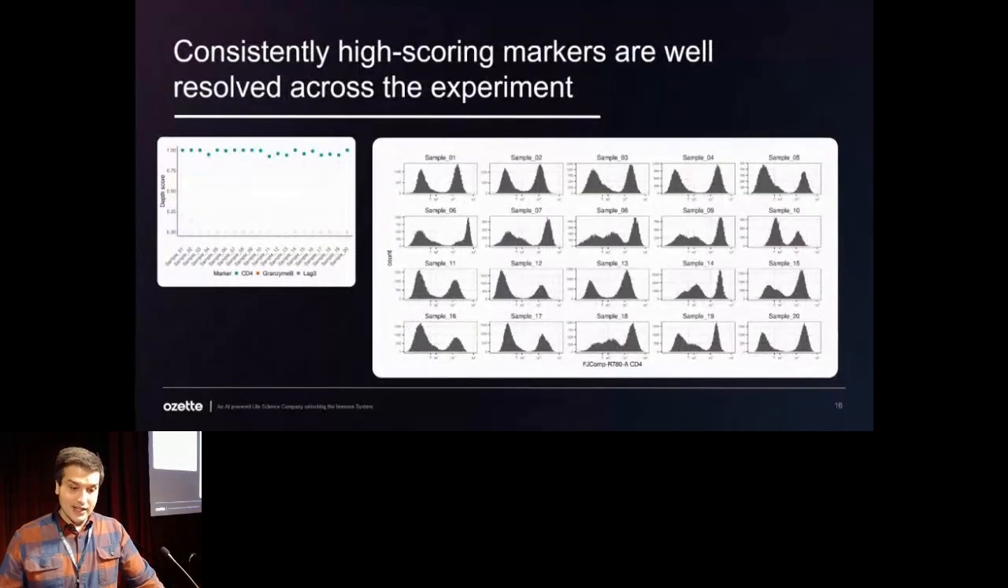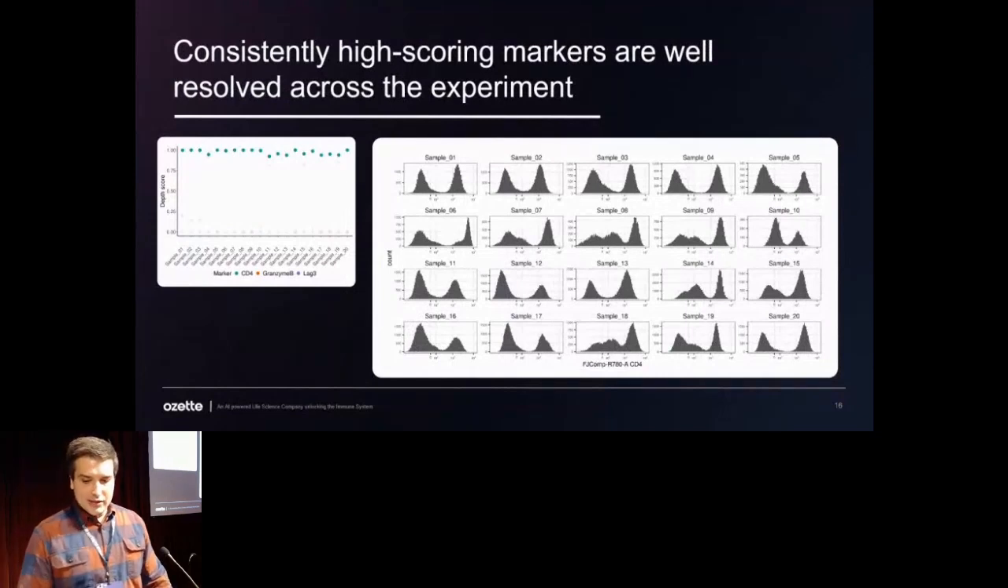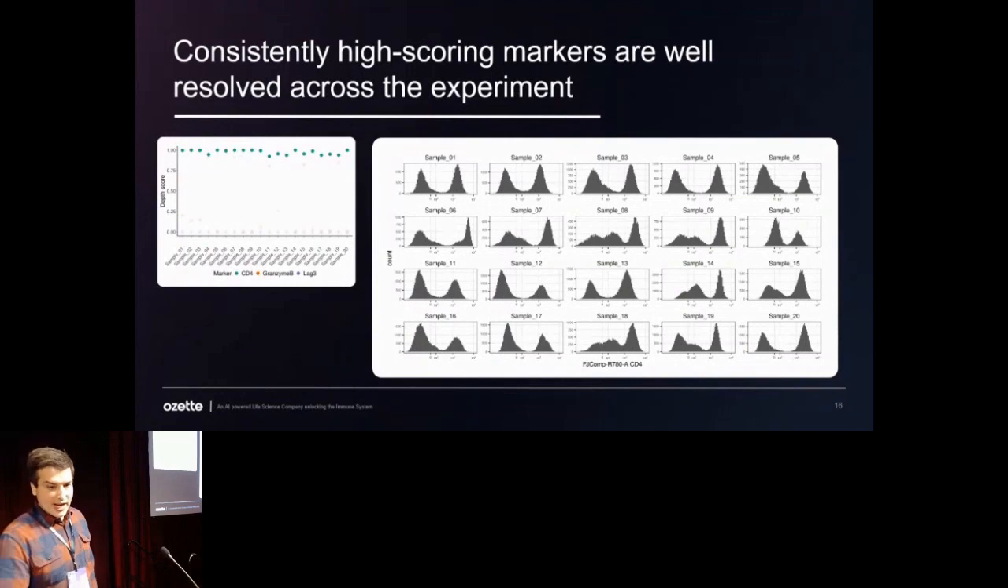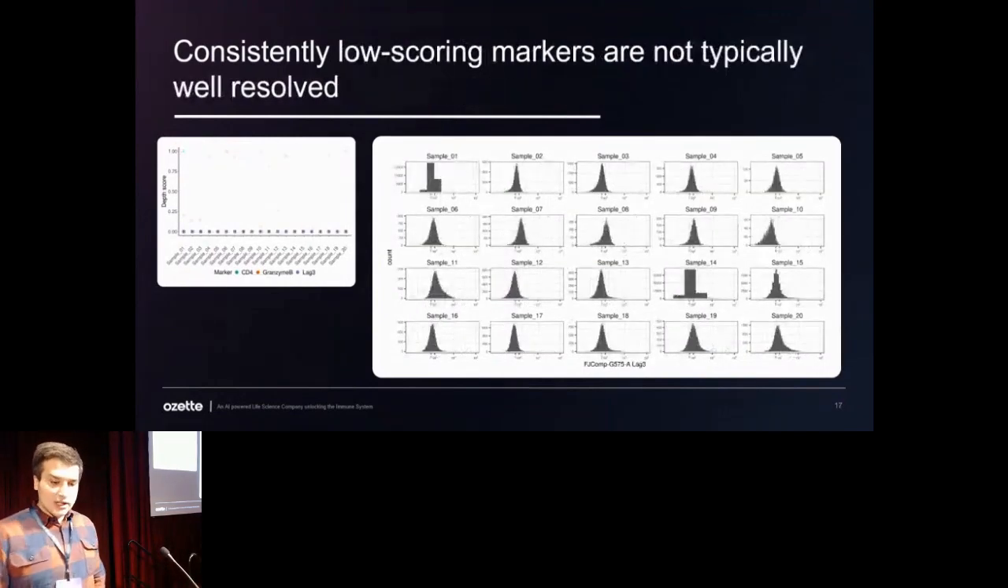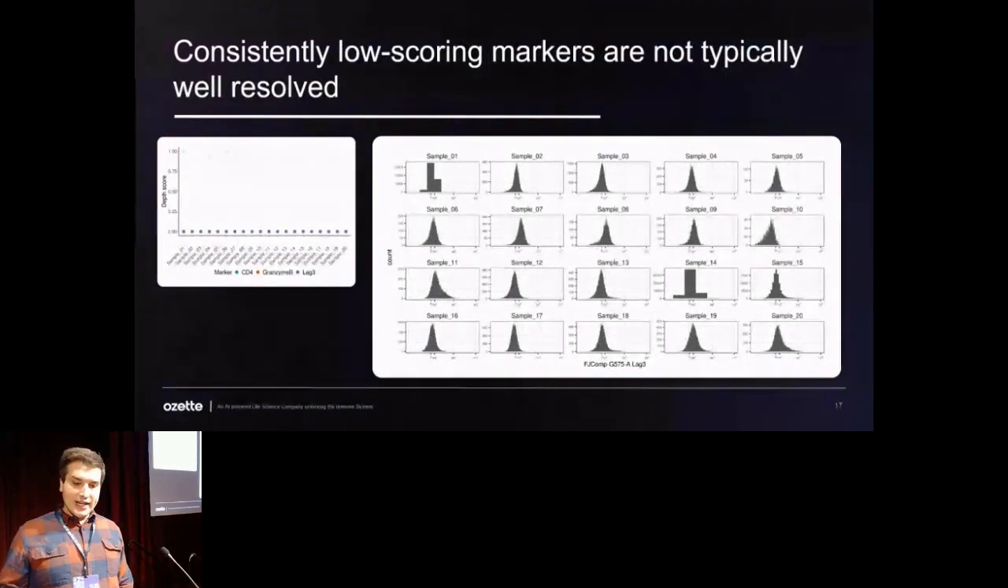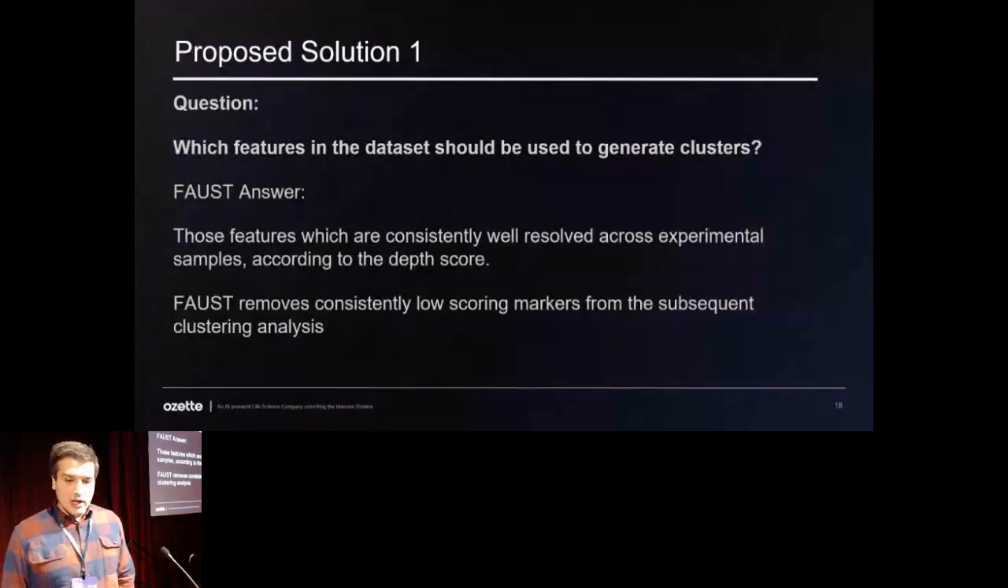Consistently high scoring markers like CD4 in the experiment are typically well resolved across all the samples. When you look at the expression distributions, there's clear evidence of multimodality in all the samples. But consistently low scoring markers like LAG3 typically have unimodal expression distributions. So FAUST's answer to the first question I listed earlier, which features should be used to cluster the data set, is just to use consistently high-scoring features in a data set. Low-scoring features are set aside from subsequent clustering analysis.